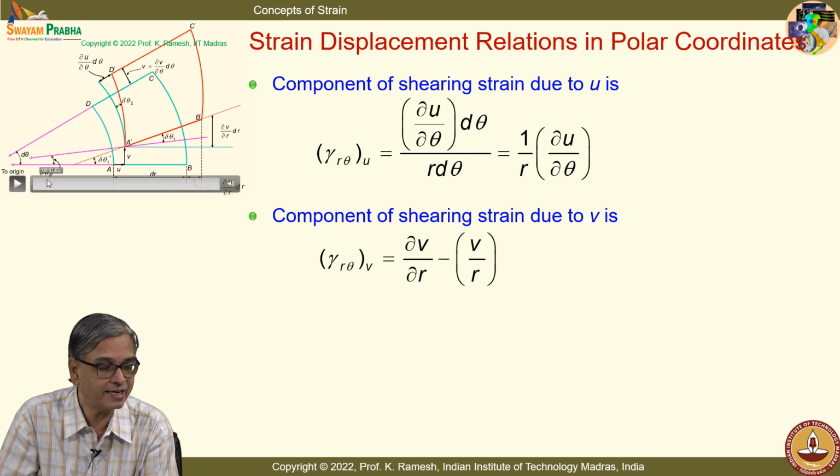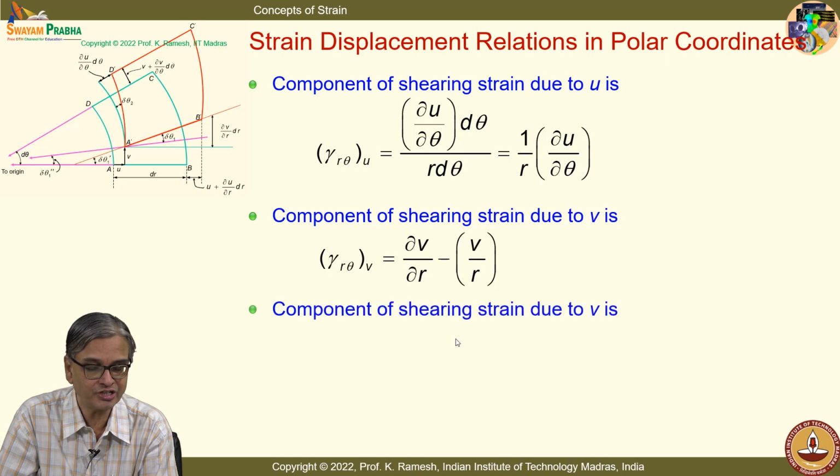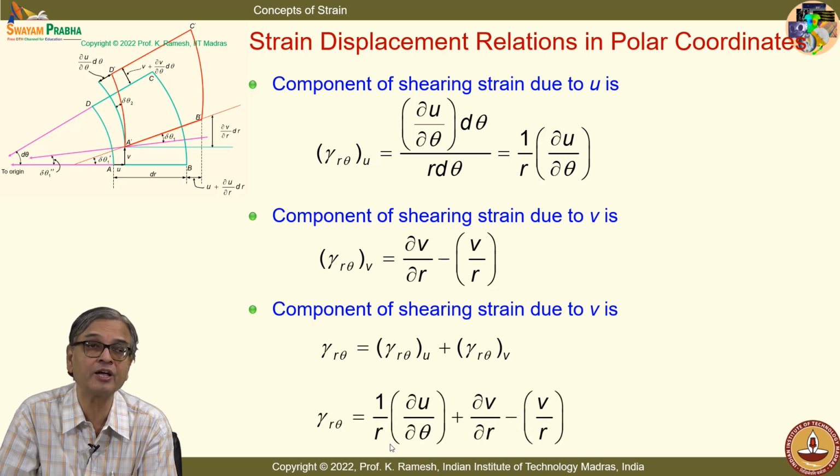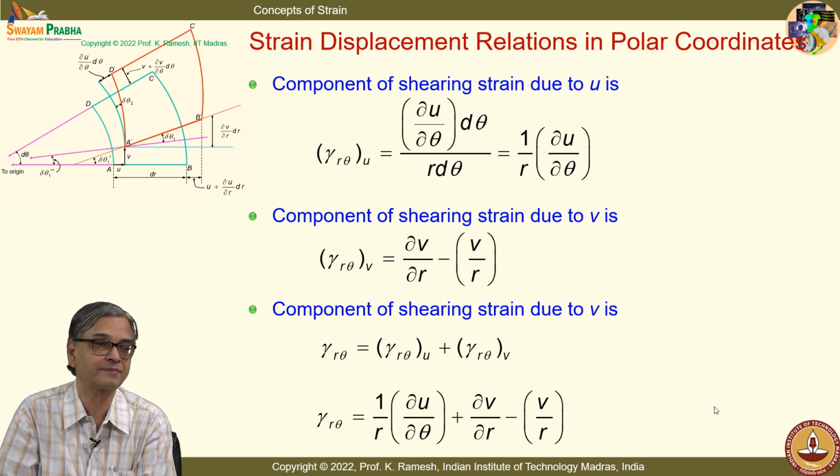See, you look at here delta theta 1 double prime. This is v and this distance is r. We neglect this r plus u. So, I have this as v by r. So, the shear strain is the addition of these two. So, I finally get this as 1 by r dou u by dou theta plus dou v by dou r minus v by r.